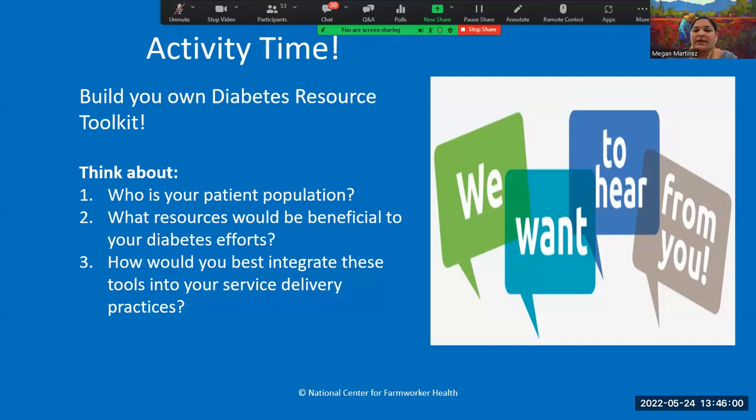As you're building your toolkit, three things to really think about are: who is your patient population, right? What resources would be beneficial to your diabetes efforts? How would you best integrate these tools into your service delivery practice? So let's practice auditing one resource. We're going to look at the content. We're going to look at the writing. We're going to look at the design and the images and illustrations.